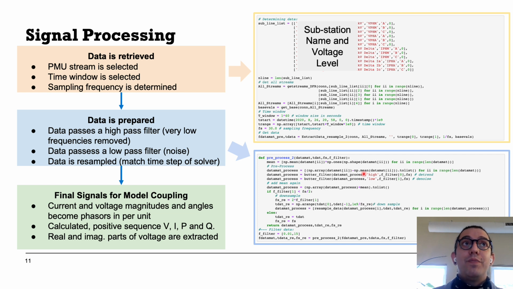Now that the model is ready to be imported into the cloud platform, we need also to get some PMU measurement data. First, we need to retrieve the data. This is an example of the code that we use to do that in the notebook. Next, the data is prepared. So we need to filter it to remove very, very slow frequencies that the model cannot represent. We need to remove noise, and we need to resample the data to match the step size of the solver chosen. Finally, we need to define the signals for model coupling, and we need to calculate variables such as P and Q that are a product of the PMU measurements.